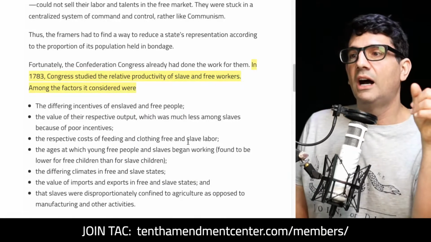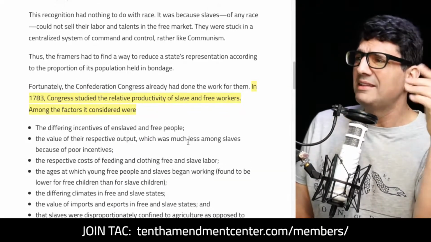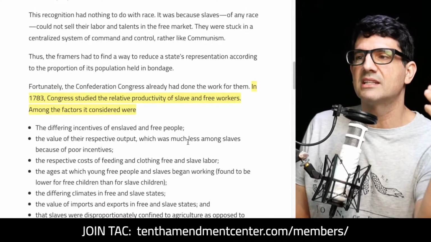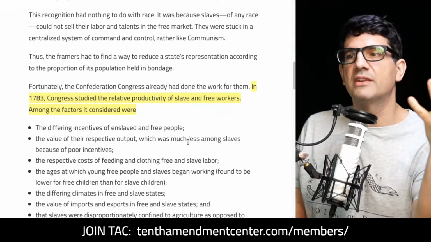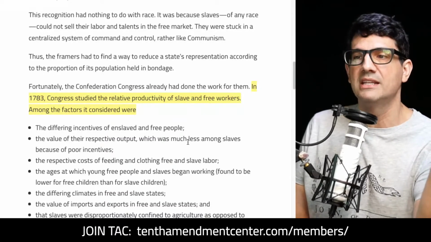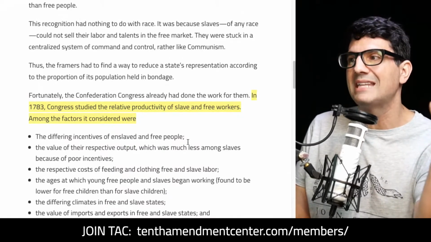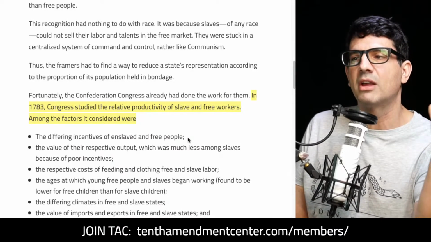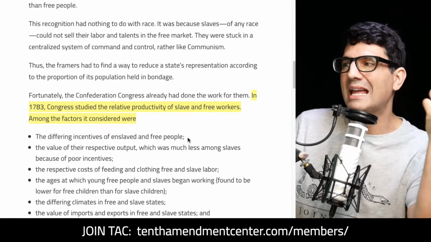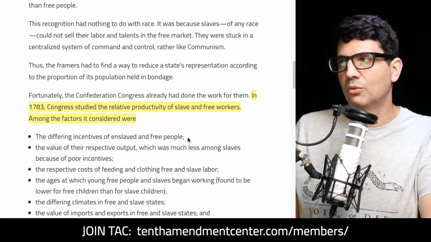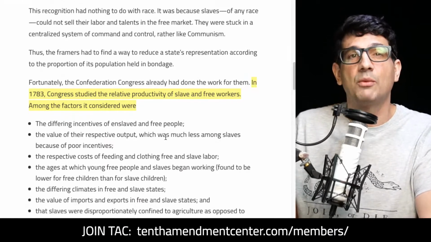In fact, a little further up, and this was in Rob's article, I wasn't intending to mention this, he made an interesting point. He says, the recognition of this 3/5 really had nothing to do with race. It was because slaves of any race could not sell their labor and talents in a free market. They were stuck in a centralized system of command and control, rather like communism, but in a prison, like a real nasty version of it. And I think that was an interesting perspective.